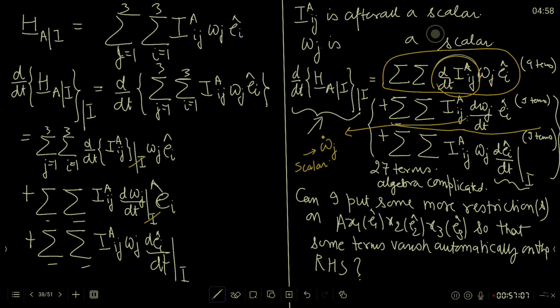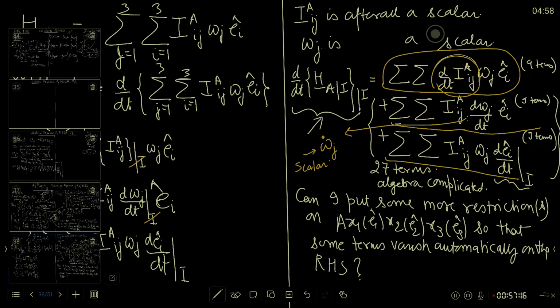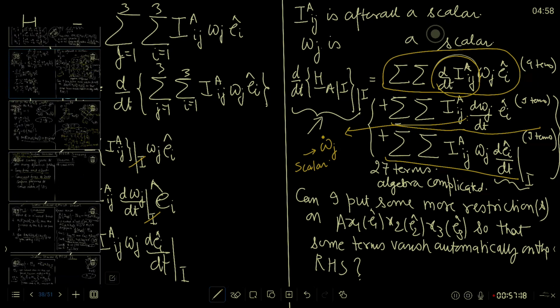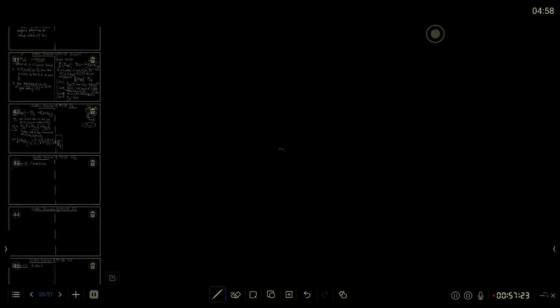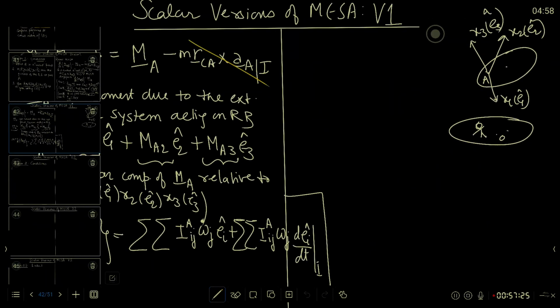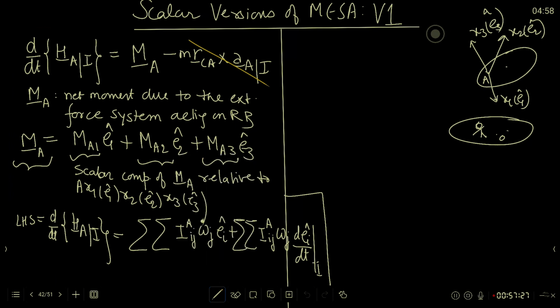Second group of 9 terms, I_AIJ ω_j de_i/dt with respect to I. So a vector, rate of change of a vector, is still involved, and I have to be careful with that. I should not drop this I. This I should be here. It has consequences. Rate of change of unit vector with respect to I, and then a dot here.